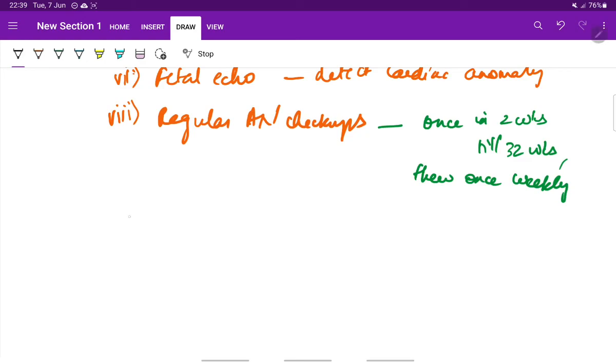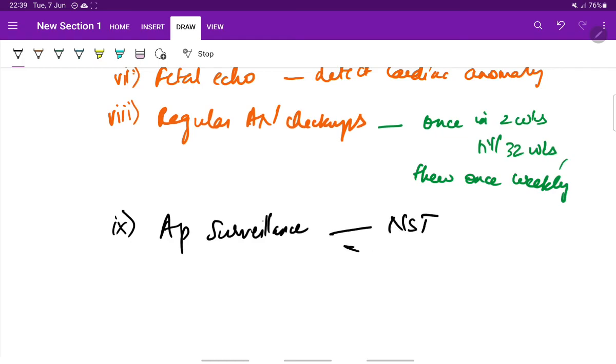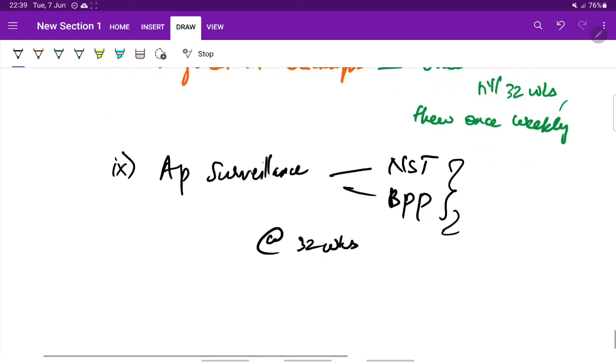And then the most important thing is antepartum surveillance, which includes non-stress test, biophysical profile, etc. This should be started at around 32 weeks in all the cases of diabetes mellitus.